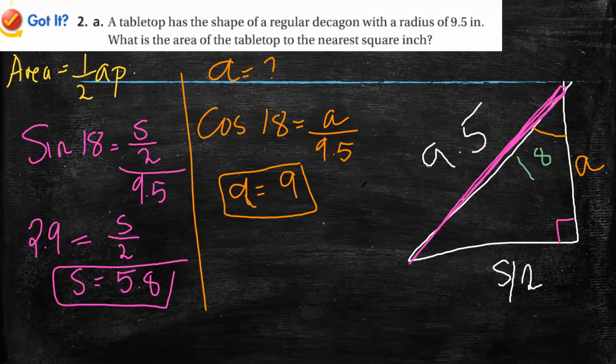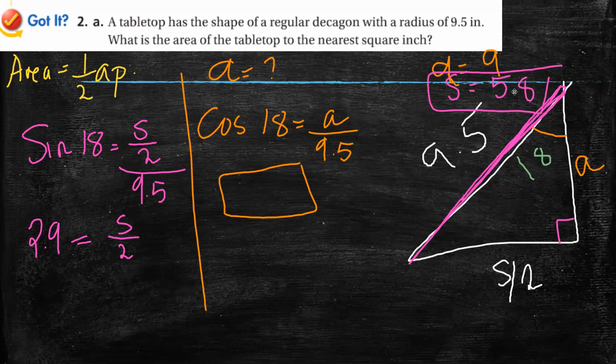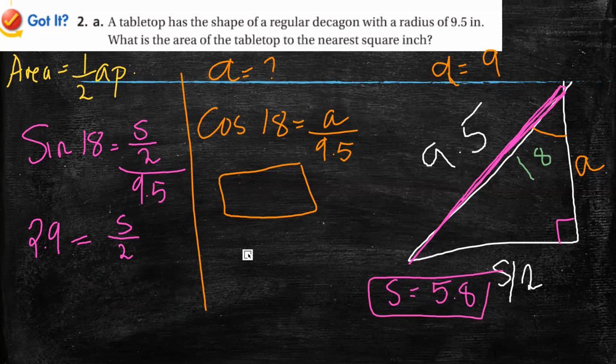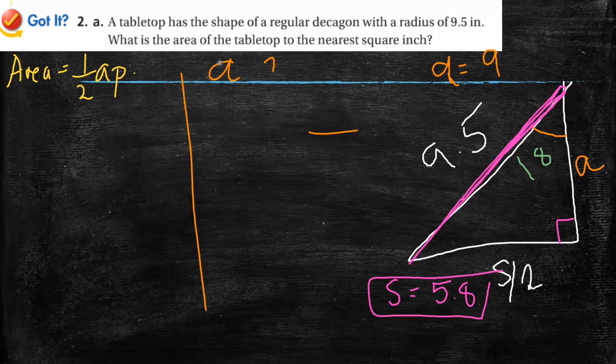Now, okay. So we found A and we found S. So by now we can find the area of the polygon. So now after that, let's have the value of A here, and the value of S here. Then after that, let's delete here. So now we need to find the area.